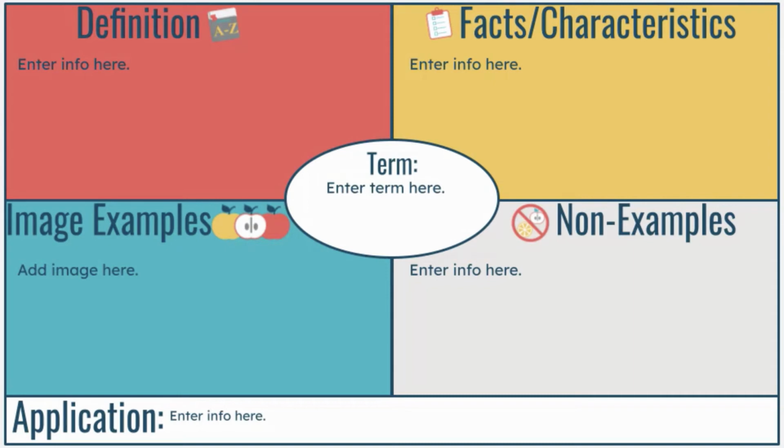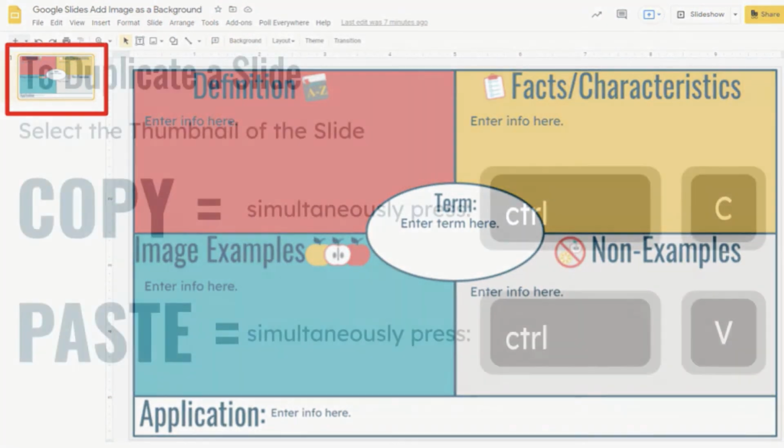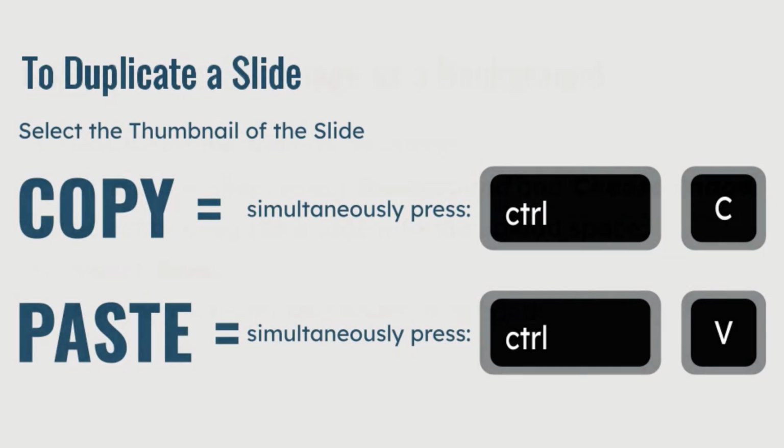This template can now be duplicated for use with several vocabulary words. To do so, go over to the thumbnail and select it. Next, tap the Ctrl and C key simultaneously to copy. Then, tap the Ctrl and V key simultaneously to paste.